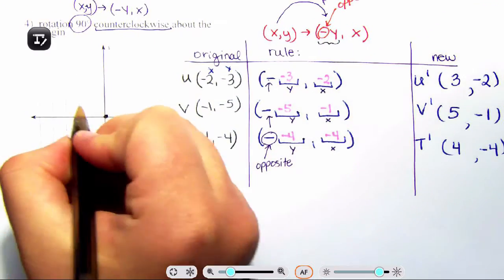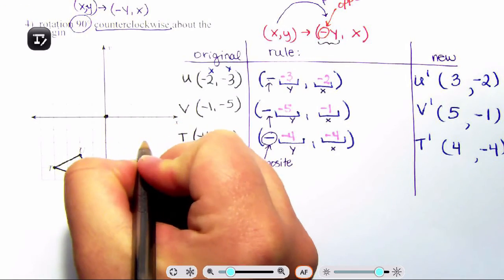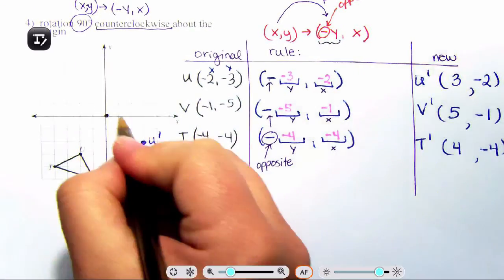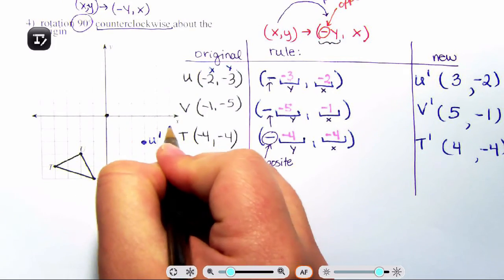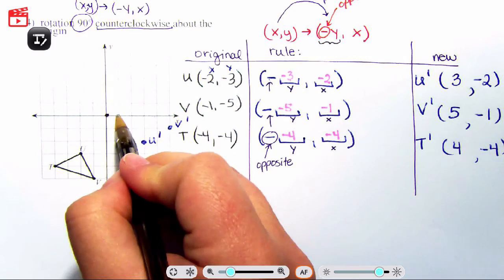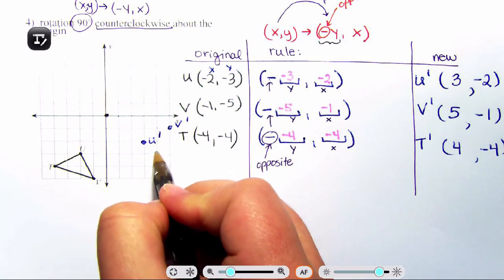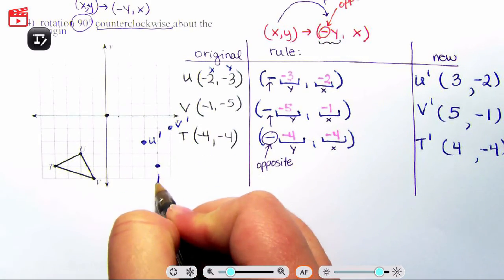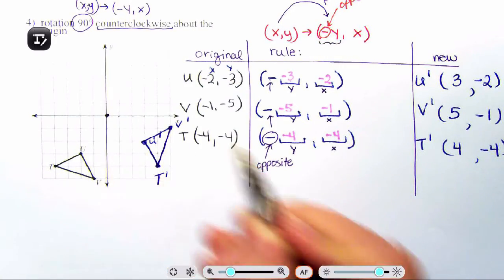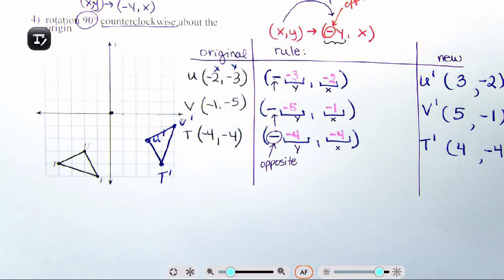Let's graph this. 3 and -2, 1, 2, 3, 1, 2. U prime, make sure you're labeling it. 5 and -1, 1, 2, 3, 4, 5, -1, that is V prime. And T prime is 4 and -4. 1, 2, 3, 4. 1, 2, 3, 4. That is my T prime. Connect them. And you have now rotated your pre-image 90 degrees counterclockwise.